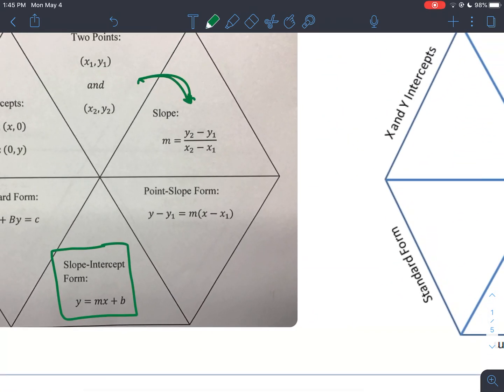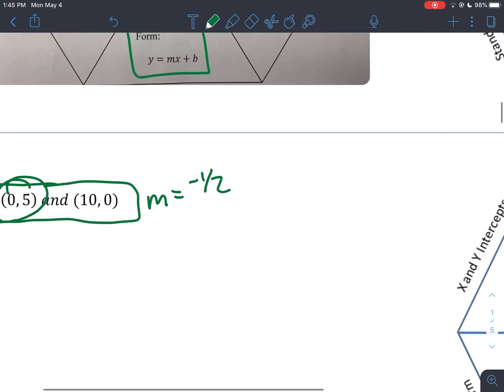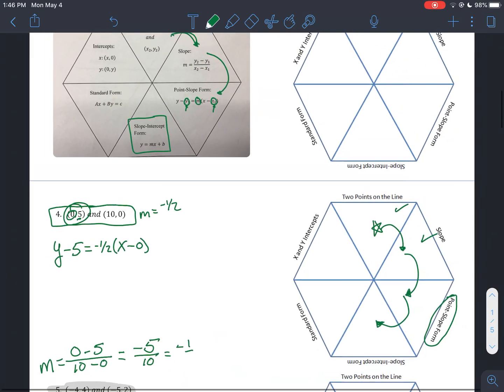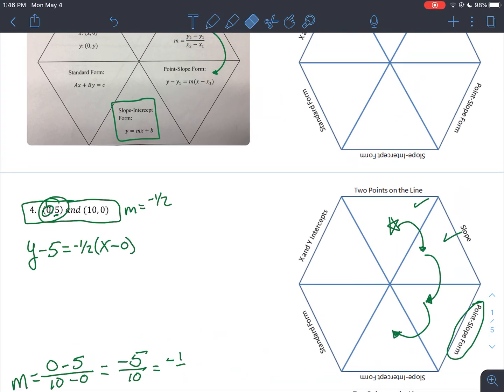So we went from here to here. Now we're going to go from here to here. Remember, your y goes into the y1 spot, your x goes into the x1 spot, and your m goes into the m spot. So y1, x1, and m. That's where we're putting our numbers here. So it's going to be y minus 5 equals my negative 1/2 times x minus 0. So this now is point slope form. If you look at the form, you've got y minus y1 equals m times x minus x1. We are now done with point slope form.